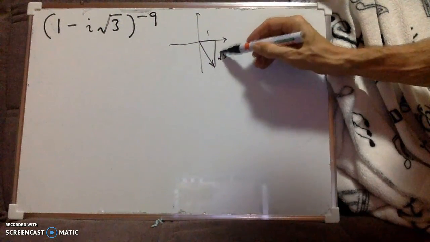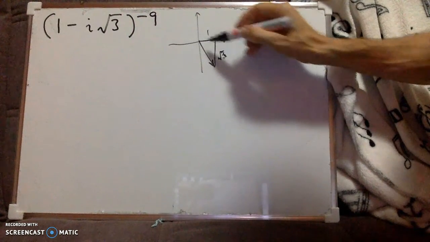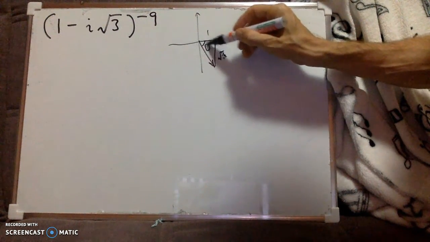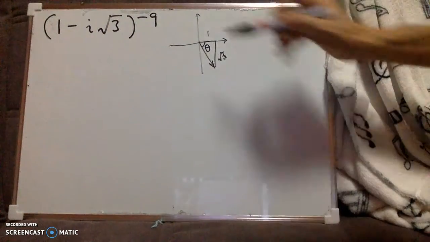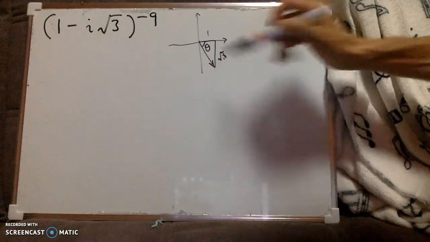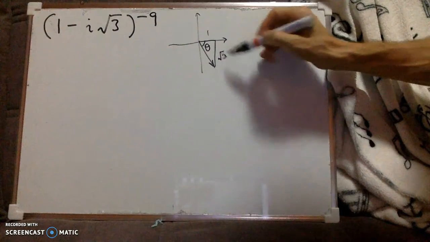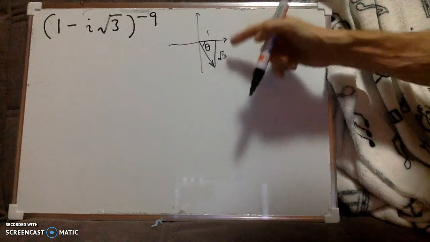So Pythagoras, so what we're trying to find out basically is this angle here. This angle theta will be, well, actually the argument will be minus theta. So we want to know what this angle theta is. You might already know what inverse tan of root 3 is.